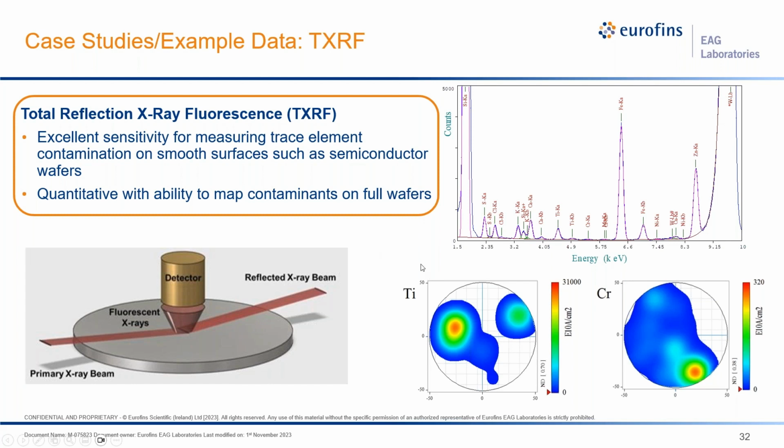Wafer size for TXRF is going to be from 50 millimeters to 300 millimeters in diameter. And an example of data that we can collect to create a map on a 300 millimeter wafer would be up to 121 individualized points of analysis.